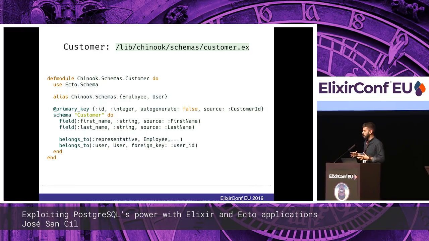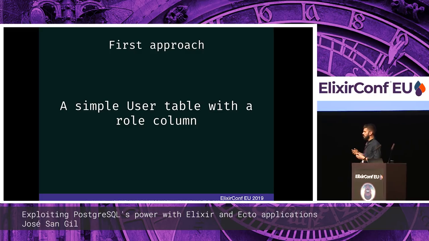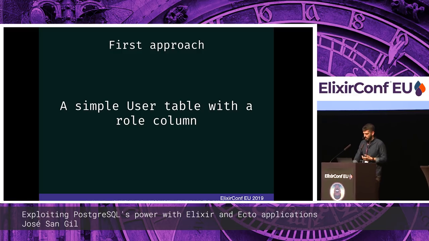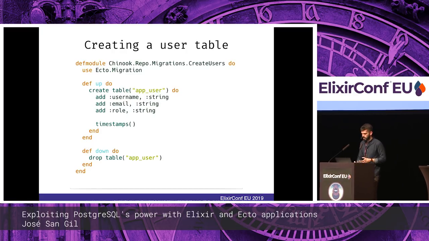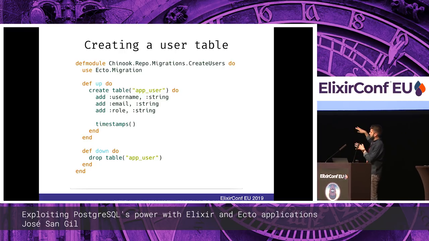So what we're saying is that both customers and employees are going to be users in our system. Let's see how we can solve this. The first approach is the most common approach when you try to put together something simple: you create a user table and put a role column in it. When creating this user table, we're running an Ecto migration that creates a table called user, with email and role. I also did another migration that adds the foreign keys from both customer and employee to the user table.